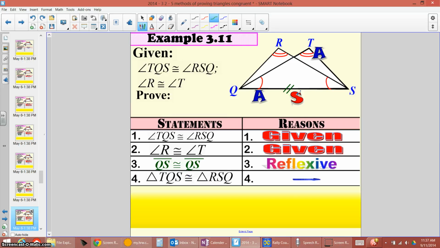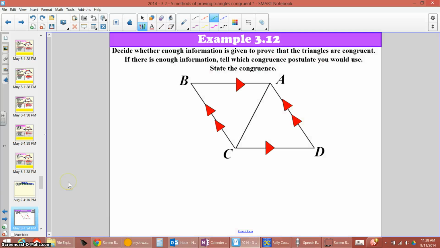Now I have angle, side. So I've got my triangles are congruent. The purpose of this is because if I can prove they're congruent, now I know that RQ and TS are congruent because the whole triangles are congruent. Every corresponding part, remember we talked about that? Corresponding parts of congruent triangles are congruent. It's huge for today. All right, so example, we have enough information in here to prove the triangles are congruent.